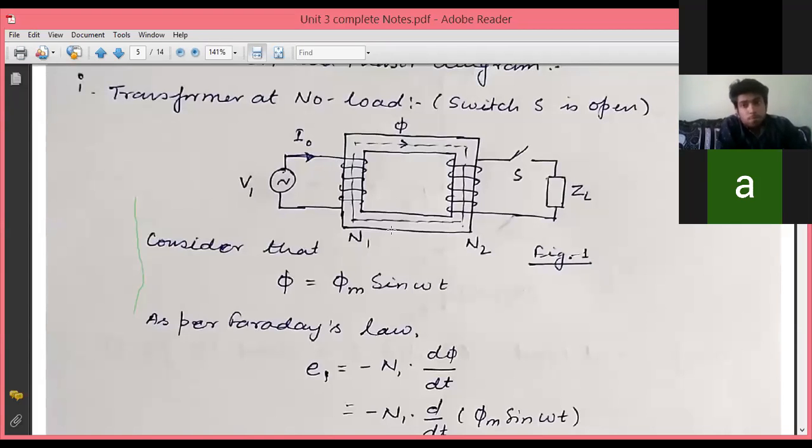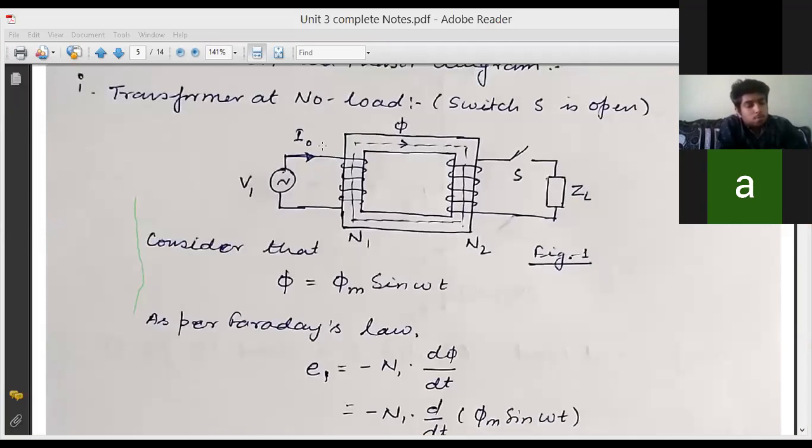So therefore, in the transformer, it is said that there is EMF induced because of the self-induction as well as the mutual induction. Both kinds of induction do exist in the transformer case. Now, as per Faraday's law, our objective right now is to find the EMF induced in the primary winding as well as in the secondary winding.